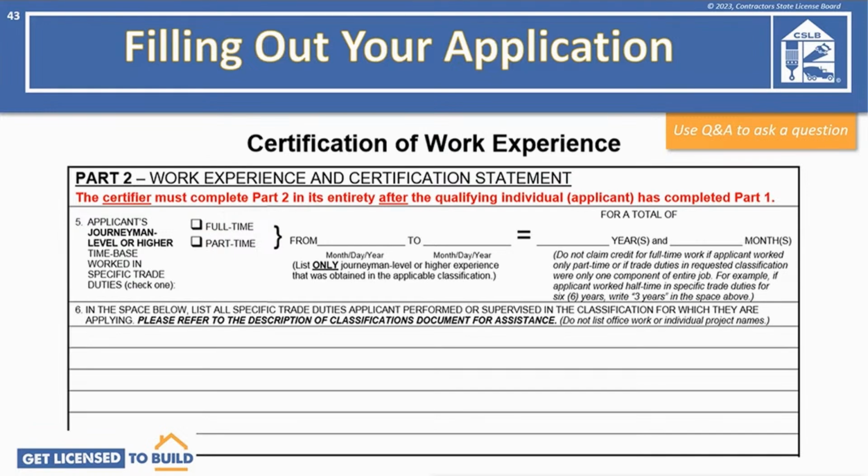In line 6, your certifier will need to list the duties that you performed or supervised that are considered relatable for the classification that you are applying for. You can read a description of trade duties in CSLB's description of classifications booklet available on our website. Do not copy and paste the description from the booklet. This is only to give you an idea of what CSLB considers related trade duties for each classification. Your certifier should complete this section in their own words and be as complete and accurate as possible.